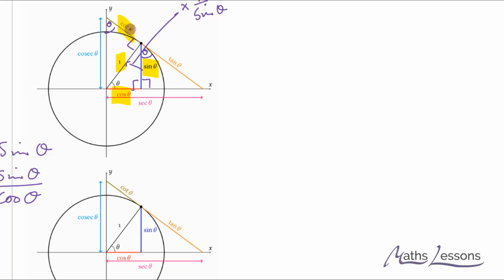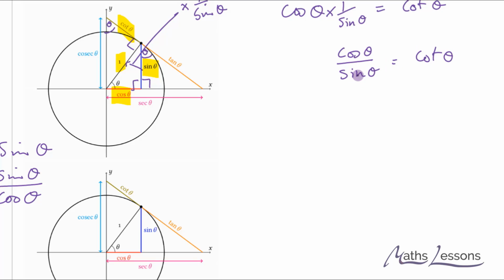So going from cos to cot, we're going to times by 1 over sine theta. So cos theta times 1 over sine theta will equal cot theta. So we've got cos over sine. So what we know is that cos theta over sine theta is equal to cot. Now if we turn that upside down, we get sine theta over cos theta. So therefore if we do 1 divided by sine theta over cos theta, we get the same as that. That's how you do reciprocals.